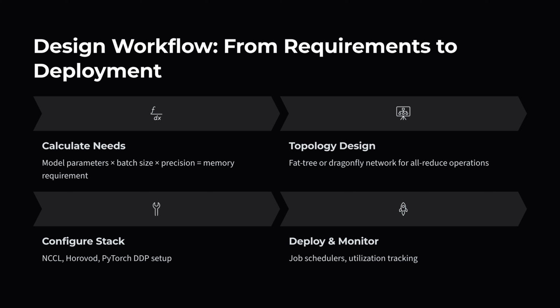Then, you configure distributed training. Data parallelism is like giving each chef a full copy of the recipe. Tensor parallelism is like splitting a single recipe across many chefs. Pipeline parallelism is like arranging chefs in stages on an assembly line. Tools like NCCL, Horovod, and PyTorch DDP coordinate the flow of these gradients and activations. Finally, schedulers like Slurm or Kubernetes deploy jobs and monitor GPU utilization, network congestion, and I/O throughput. Once you follow this sequence, cluster design becomes methodical and predictable.